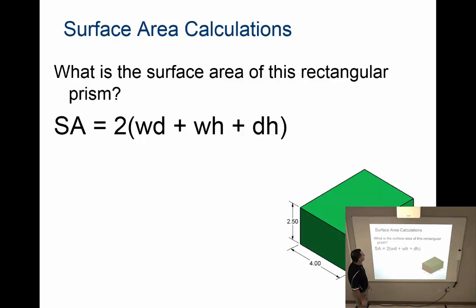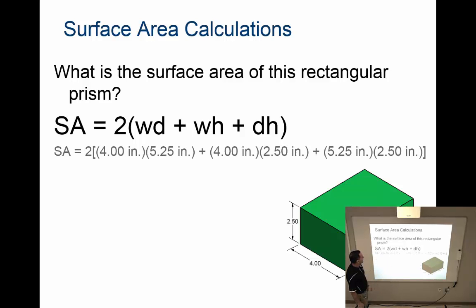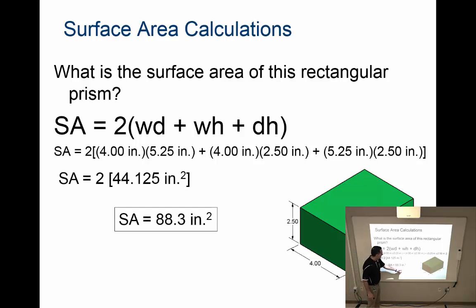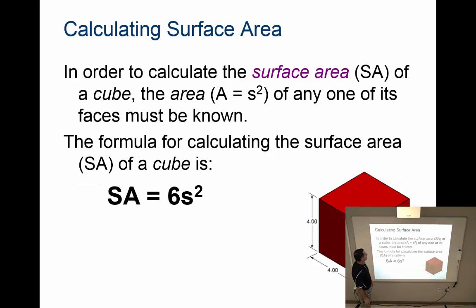So here's another example. 2 times the width times depth plus width times height plus depth times height. Plug my numbers in, and I get 88.3 inches squared for the surface area.